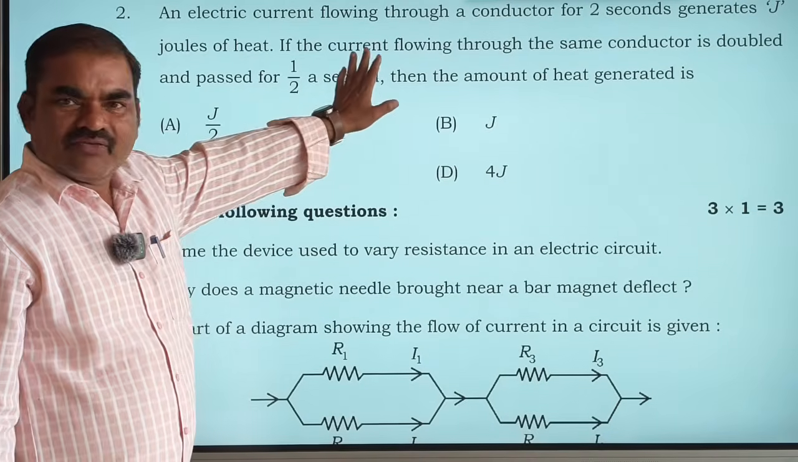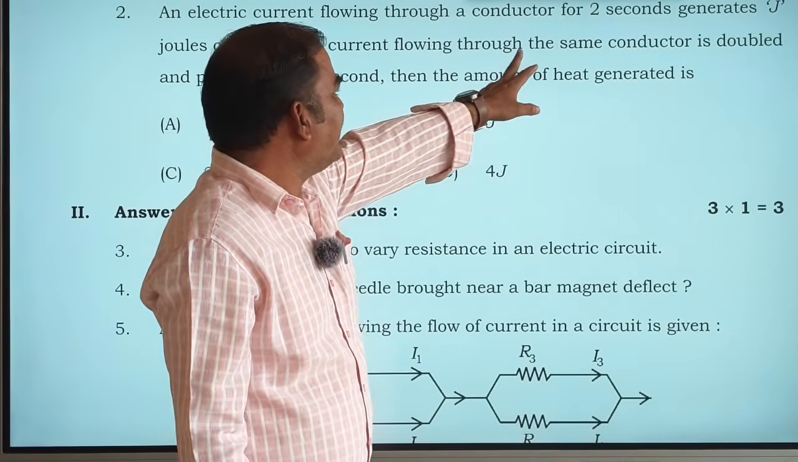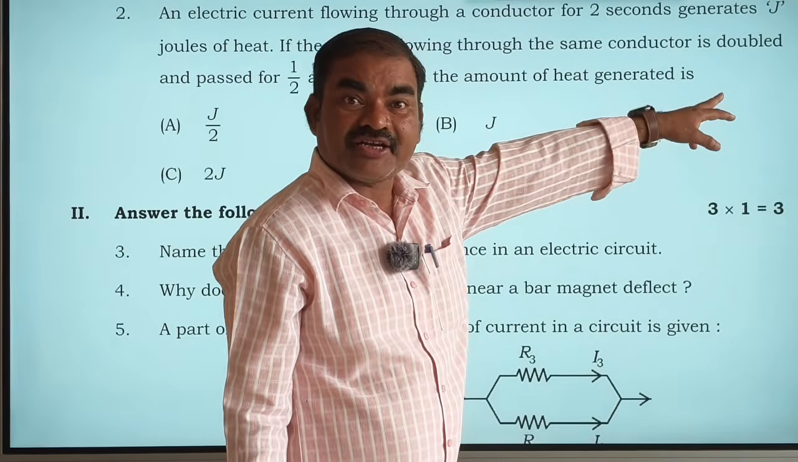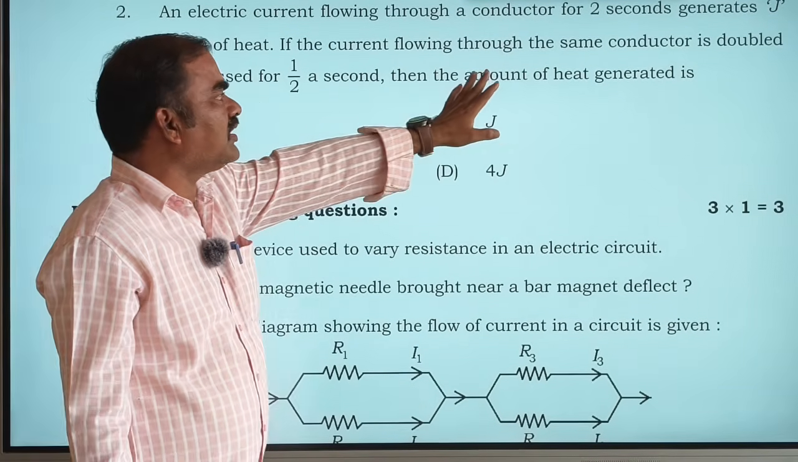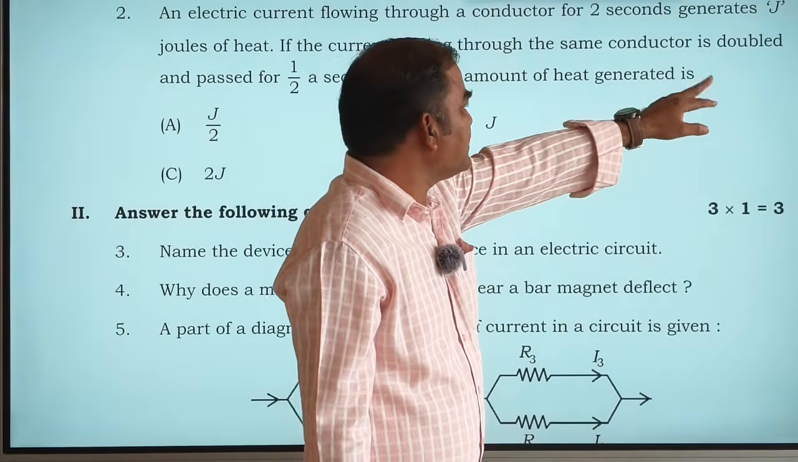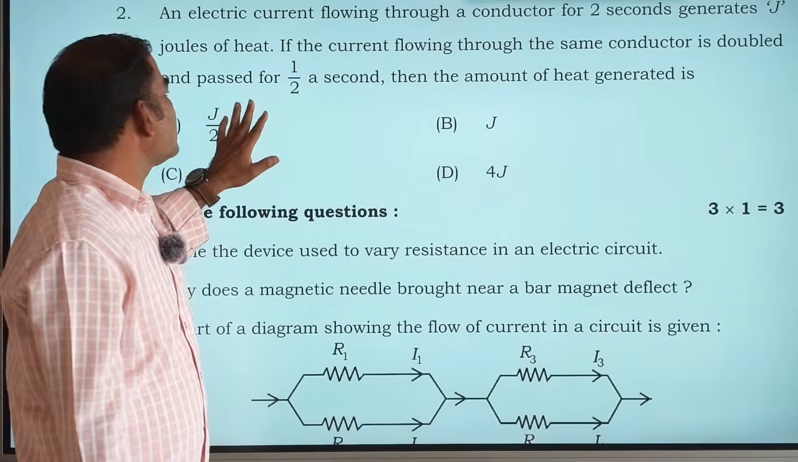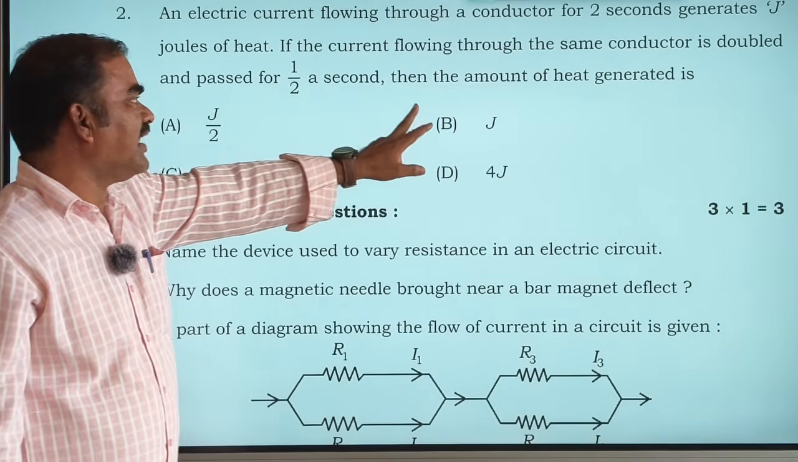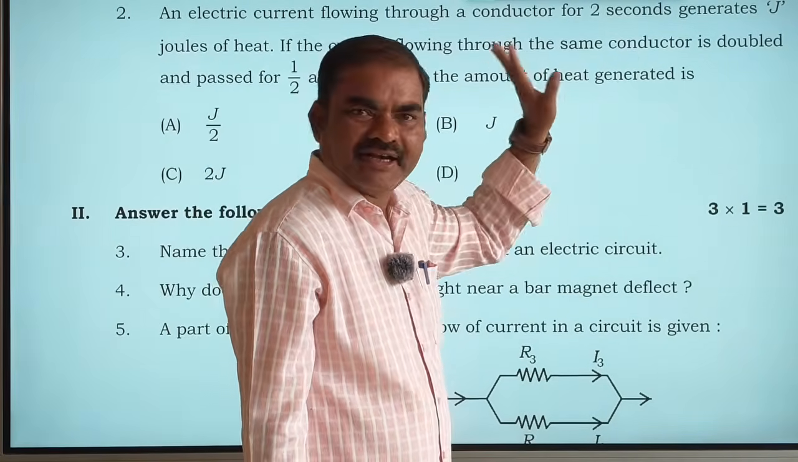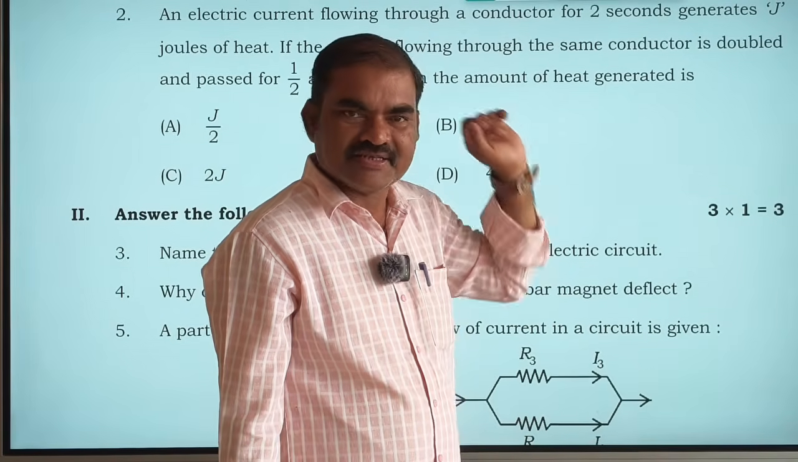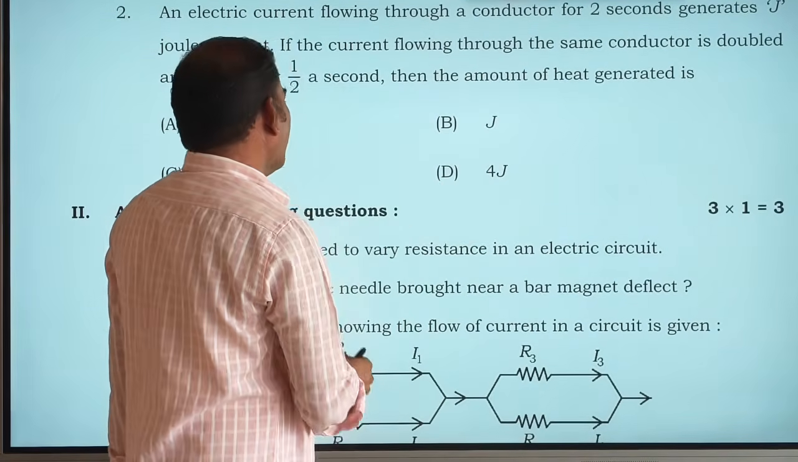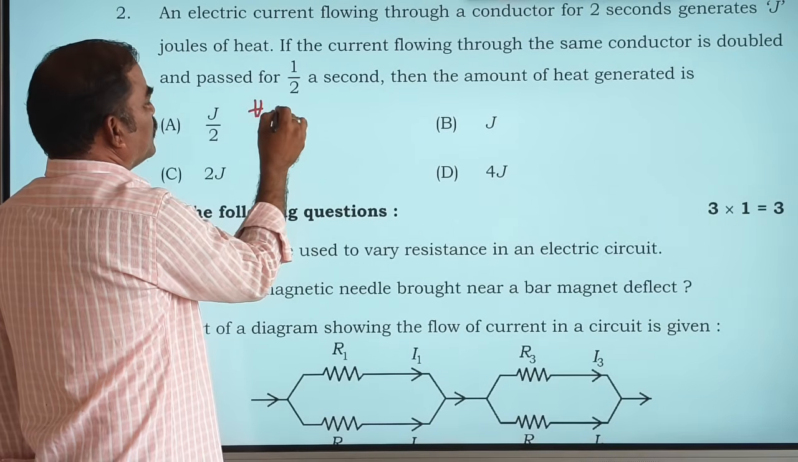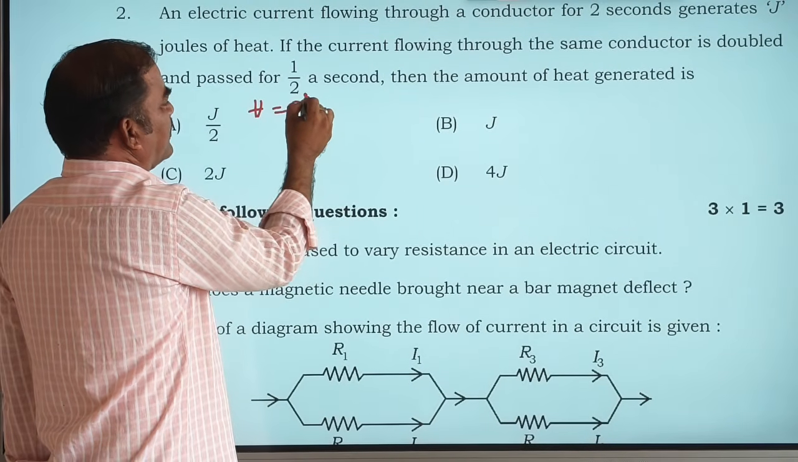an electric current flowing through a conductor for 2 seconds generates J joules of heat. If the current flowing through the same conductor is doubled and passes for 1.5 seconds, then the amount of heat generated is? Okay, this is an important applied question. We know H equals I squared R T.